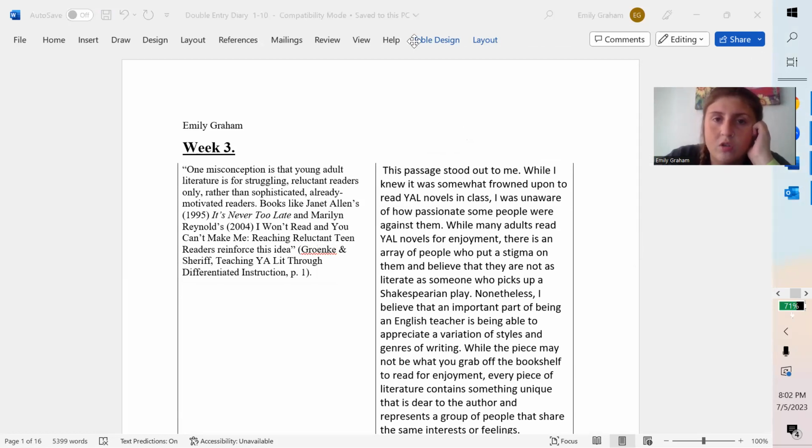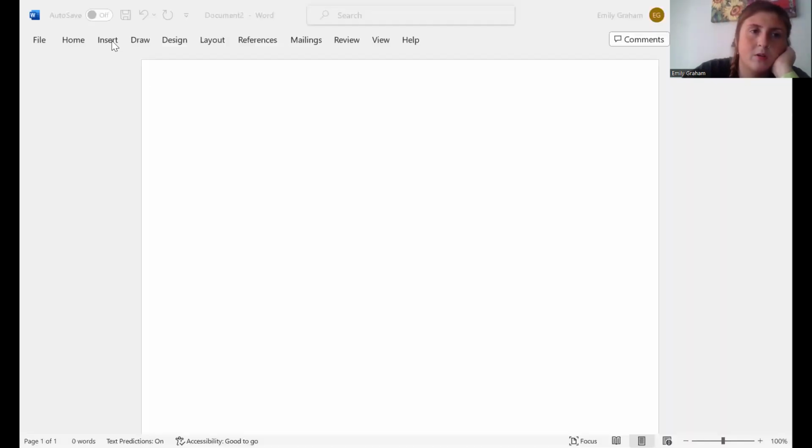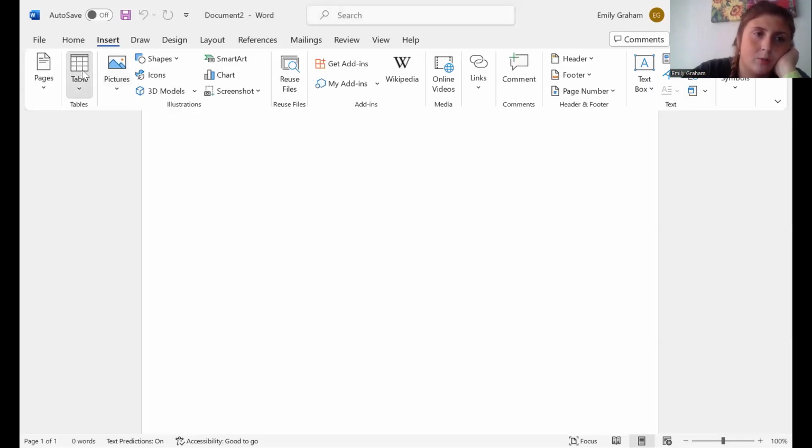Now, if you're not sure how to make that on Word, let me just show you really quick. You're just going to launch Word. Just a minute to share my screen. You're going to go to Word, go up here to the top left. It should be the third option down. Go to insert, go to table.